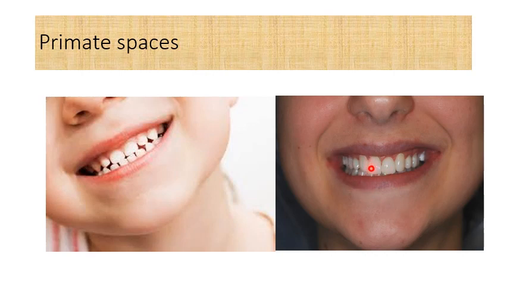Here you can see that in the permanent teeth we don't have these primate spaces, and they are in tight contact with each other. They are larger than these primary teeth, incisocervically longer and mesiodistally wider. So there are no primate spaces in the permanent teeth. I hope you have all understood these points, and you will now be able to differentiate the primary teeth from the permanent teeth.